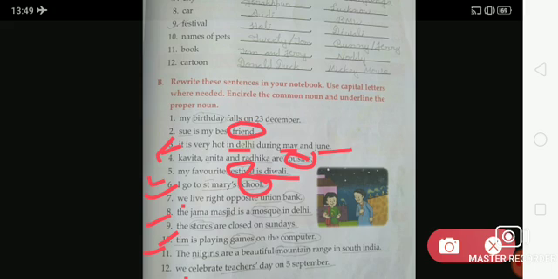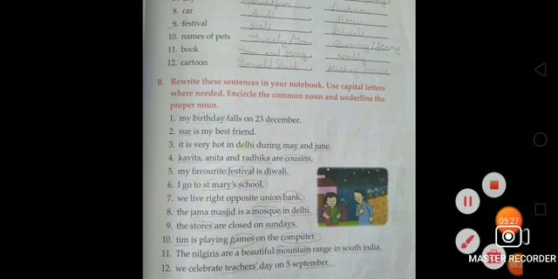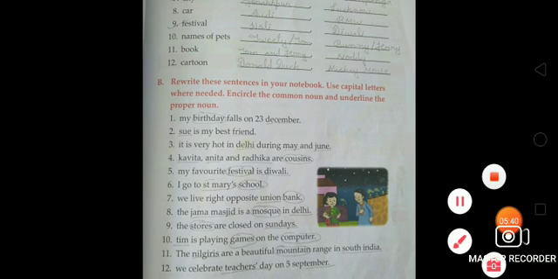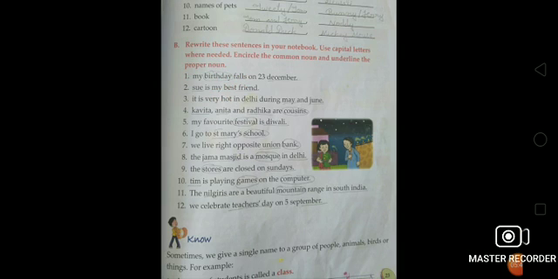Okay. So just like this you have to change the given words, and after that you will write these sentences in your notebook. Okay, you will rewrite these sentences in your notebook with good handwriting. Now we are moving to the next exercise.